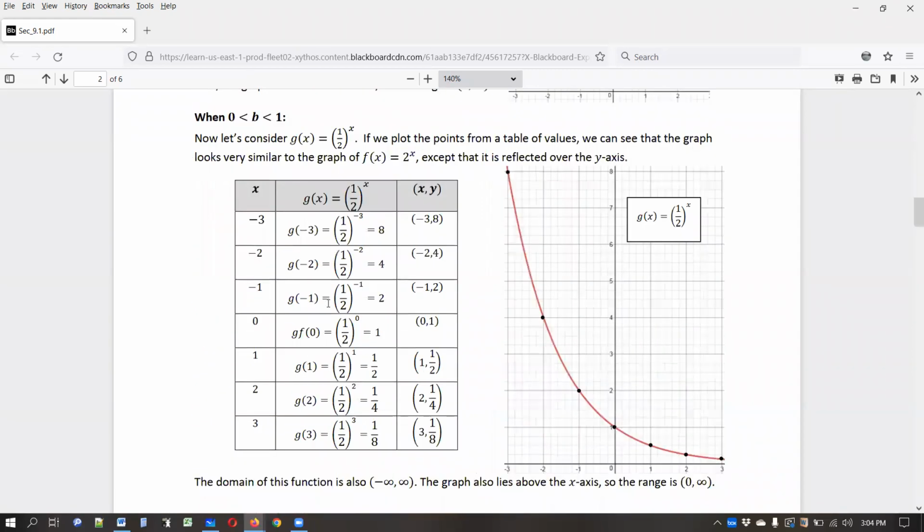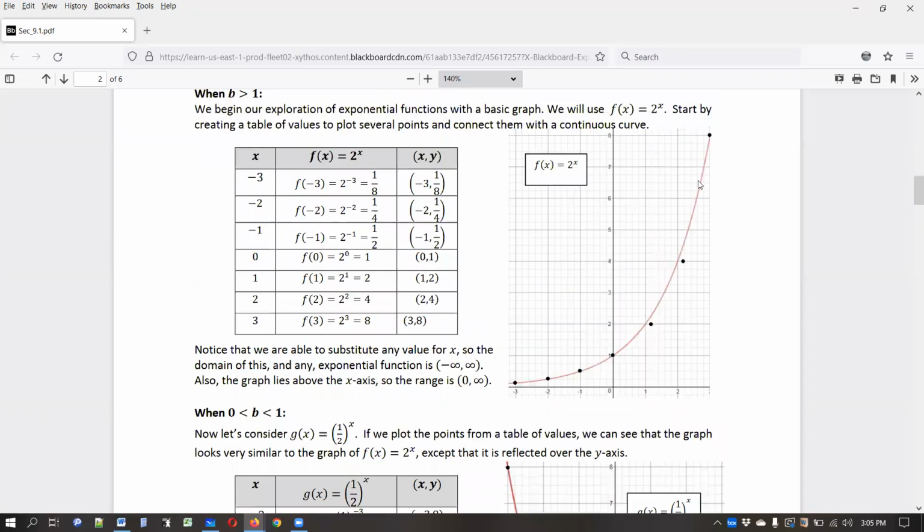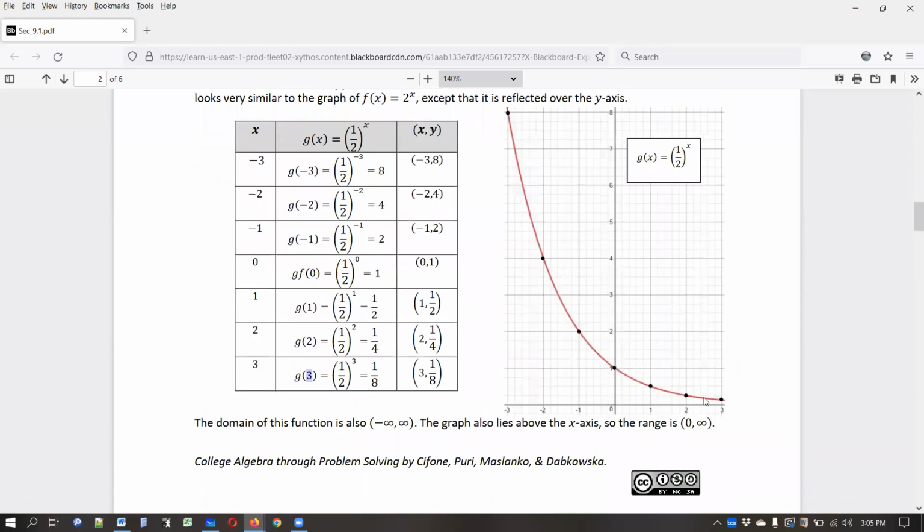For the cases where the base is less than 1, such as 1/2, but remember, it's still positive, we have what we call a decreasing function. Here's a decreasing function from left to right. And same as before, for small increases of x, the function decreases very rapidly. So this is customary of exponential functions. They either grow very fast or decay very fast.